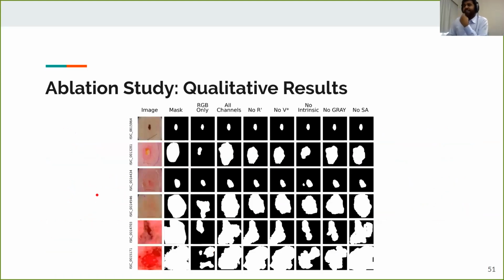We see the same pattern in the qualitative results as well. We see that when we drop the intrinsic channel, the segmentation performance is visibly affected as there are false positive and false negative predictions all over the place.